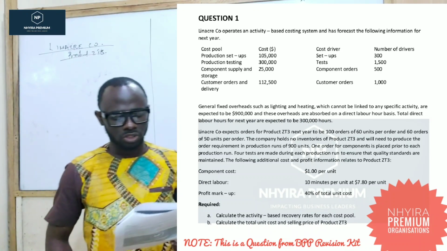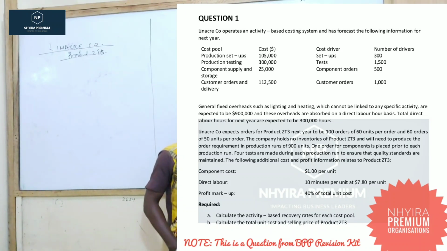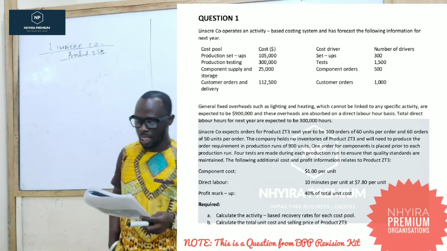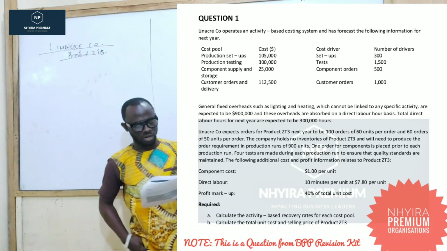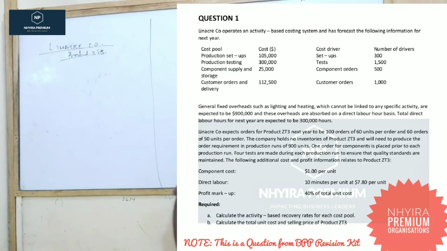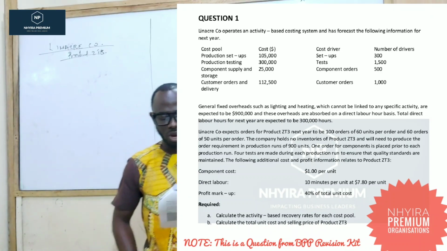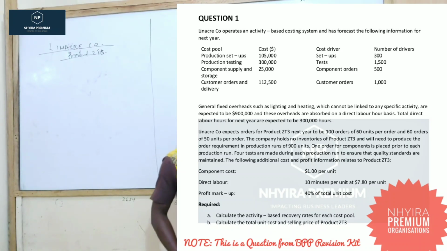The company holds no inventory of product ZT3 and will need to produce order requirements in production runs of 900 units. One order for components is placed prior to each production run. 4 tests are made during each production run to ensure that quality standards are maintained. The following additional cost and profit information relates to product ZT3. Component cost, $1 per unit.